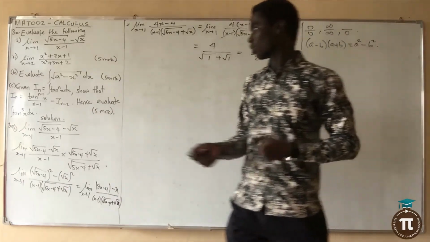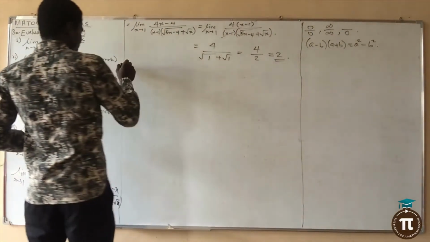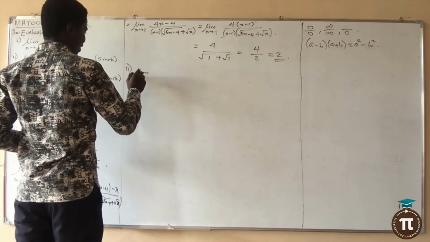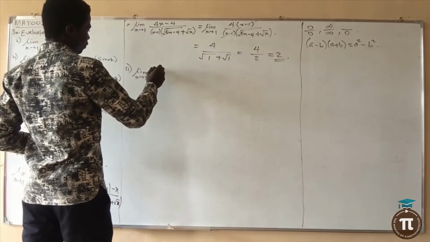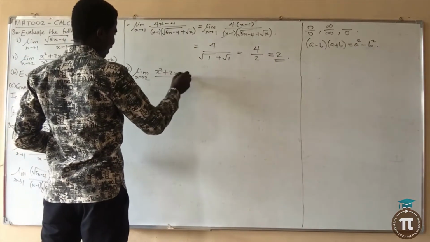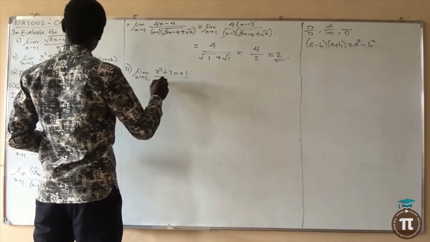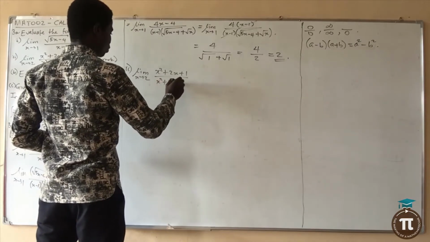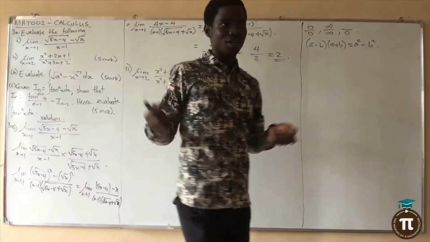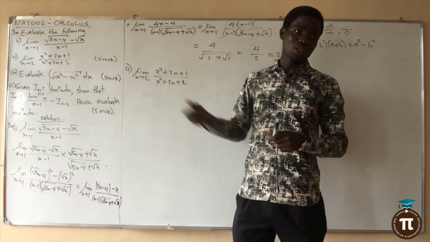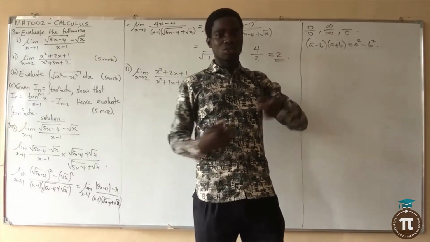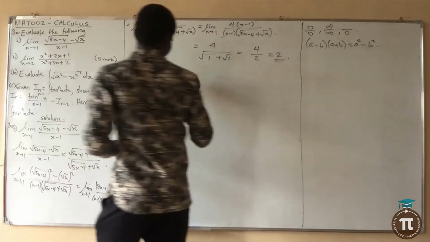Let's come to the second one. Limit as s goes to 2 of s squared plus 2s plus 1 divided by s squared plus 3s plus 2. So basically, put 2 in this rational function. If you don't have any indeterminate form, then that's the answer to the limit. So I put 2 here.